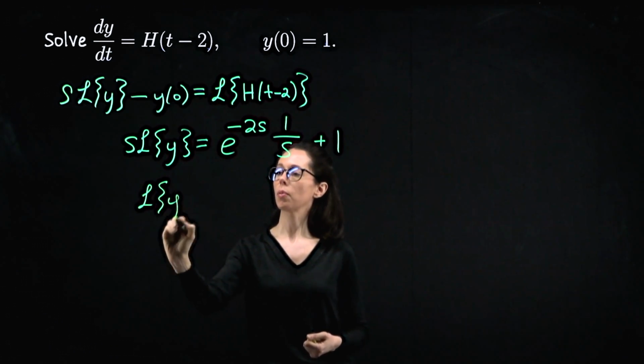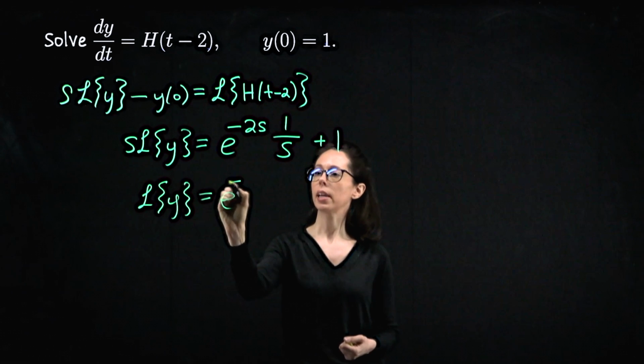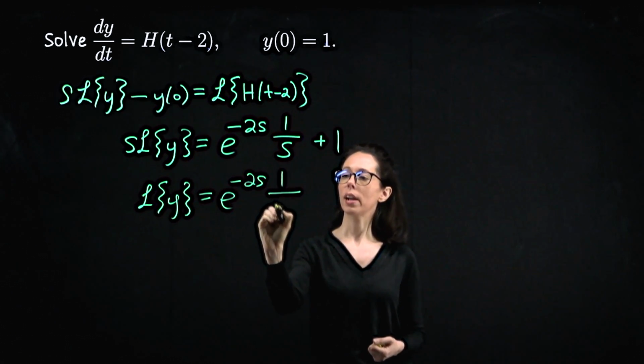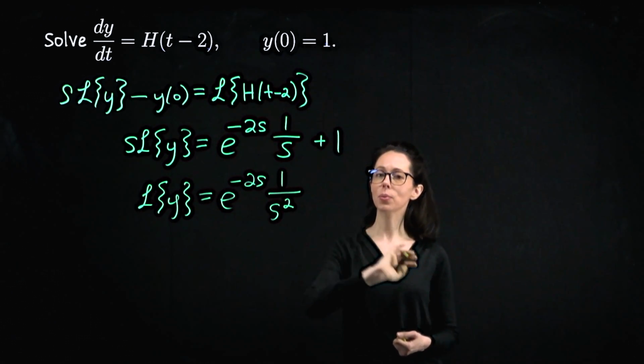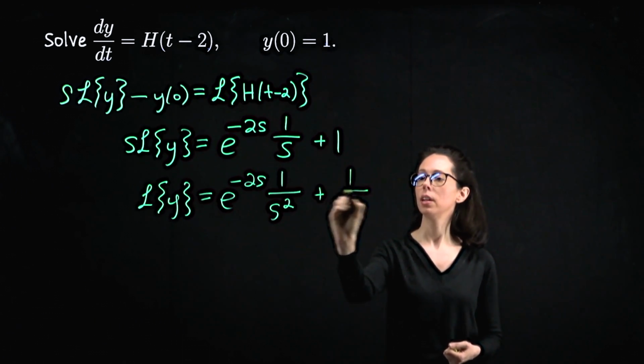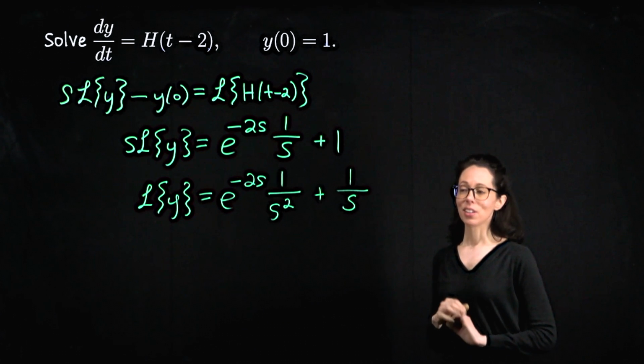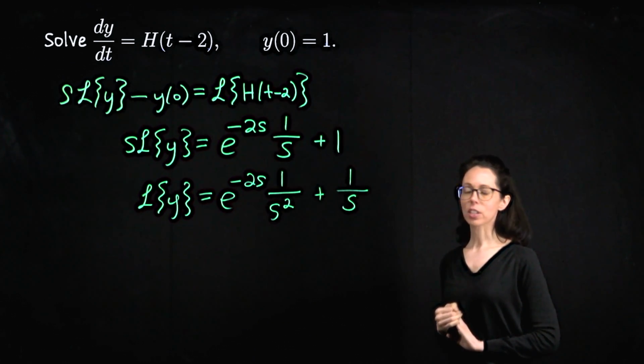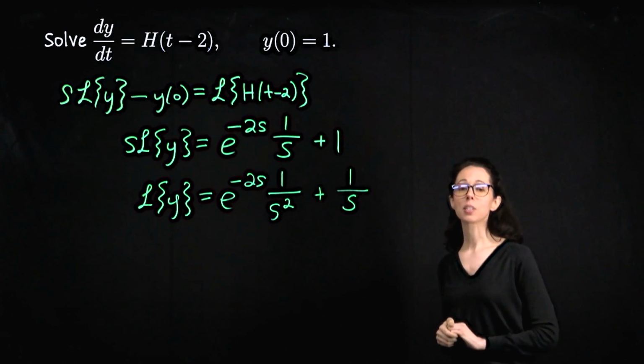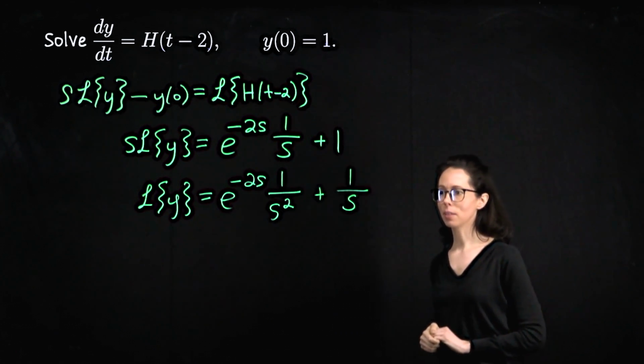So the Laplace transform of y is going to be e to the negative 2s times 1 over s squared. Do you recognize what that's the Laplace transform of? Plus just plain old 1 over s. No further work is needed in this equation. There's no partial fractions or anything like that. We're ready to back out of this what y must be.